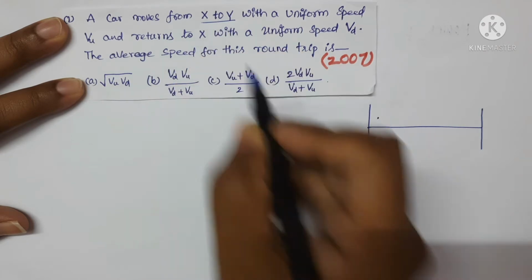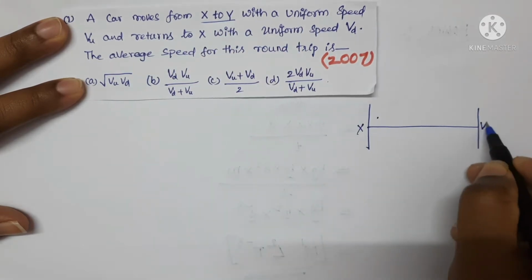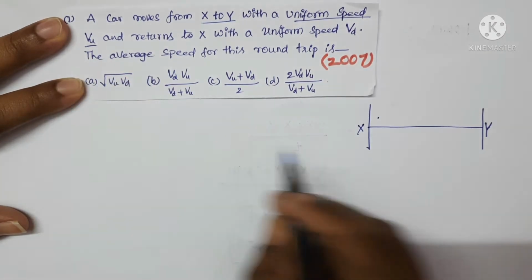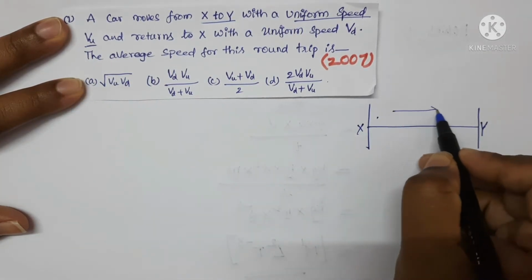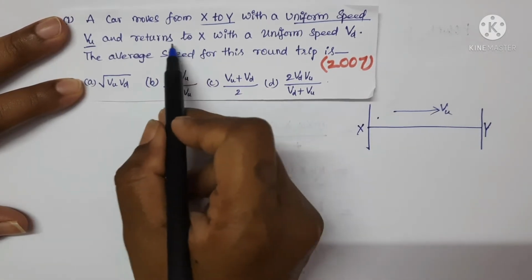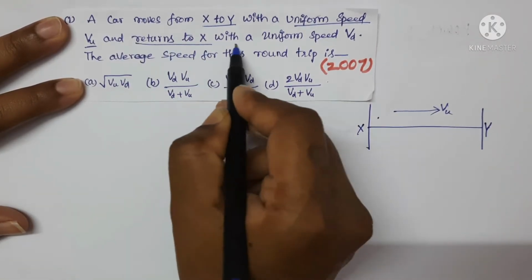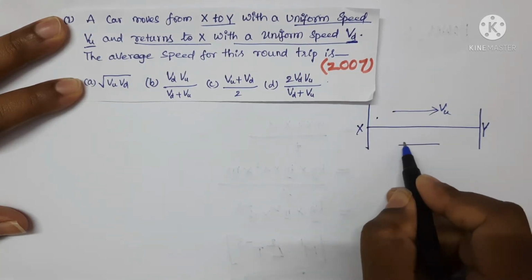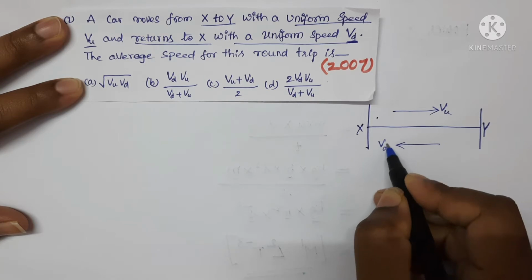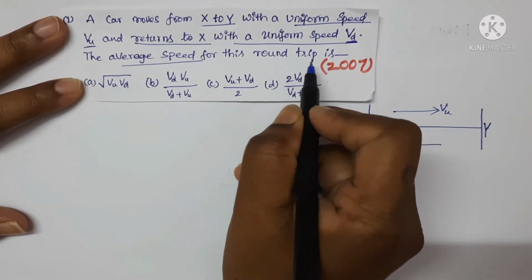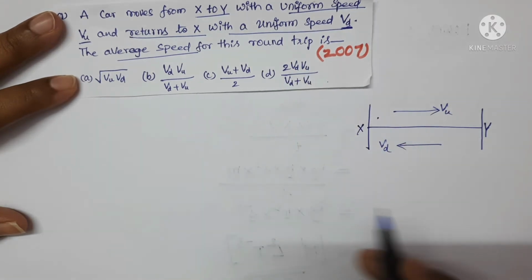A car moves from X to Y with a uniform speed Vu, and returns to X with a uniform speed Vd. The average speed for its round trip is, so we have to find the average speed.